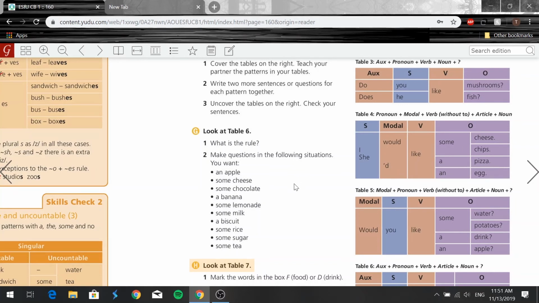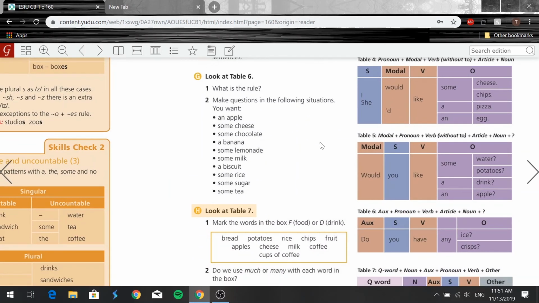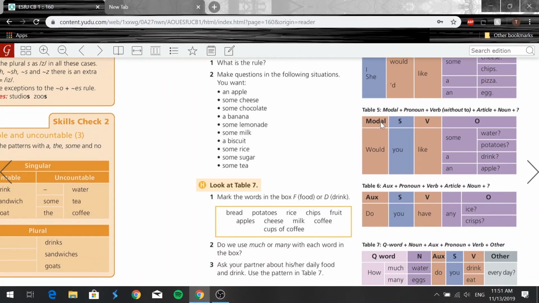Alright. So I could say I'd like a sandwich, right? If I'm ordering at a restaurant, for example, I could say I'd like a sandwich. Not I would like, but I'd like a sandwich. I could also say she'd like some chips, right? Works perfectly. Then we have table 5. Again, we start with the modal now. Then we have the subject, verb, and an article, and the object.